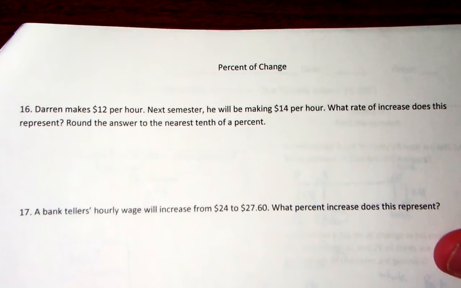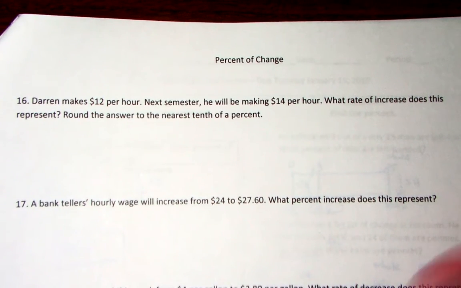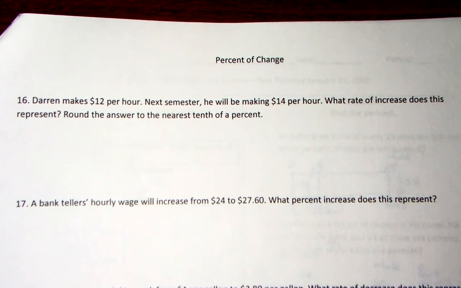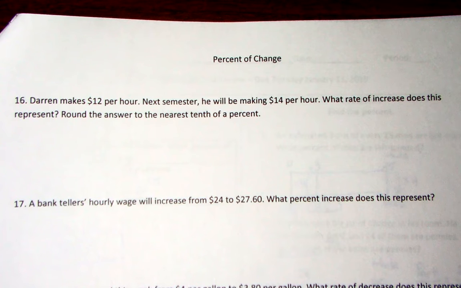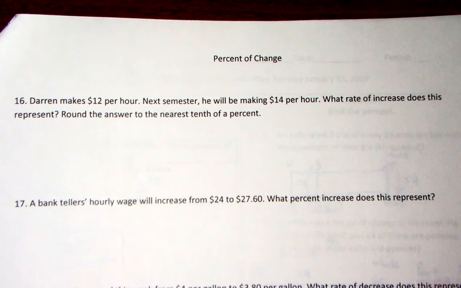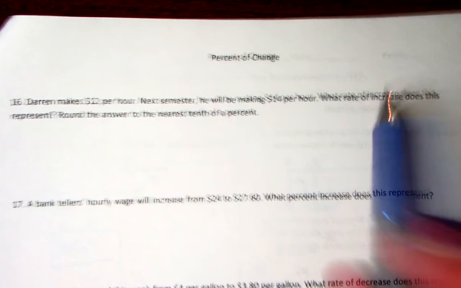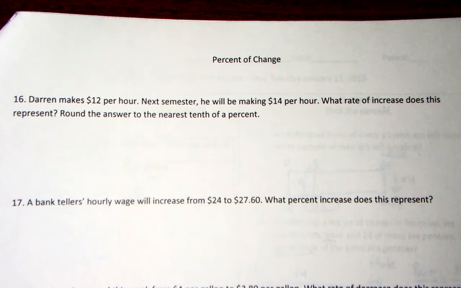Percent of change. Darren makes $12 per hour. Next semester, he will be making $14 per hour. What rate of increase does this represent? Well, on your test, there's two things you're going to have to do. You're going to have to tell me if it's an increase or a decrease, and then we're going to have to find the percent of change. We are going to be like, well, this is an increase because it says it right there. On your test, you're not going to be so lucky. We're going to make you determine it.